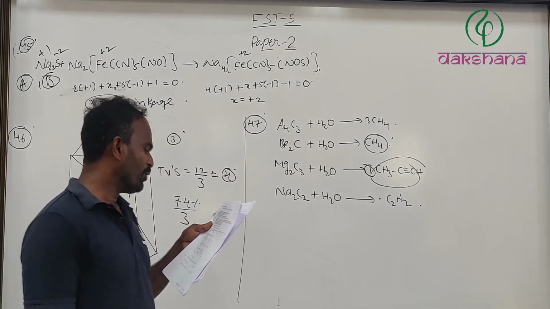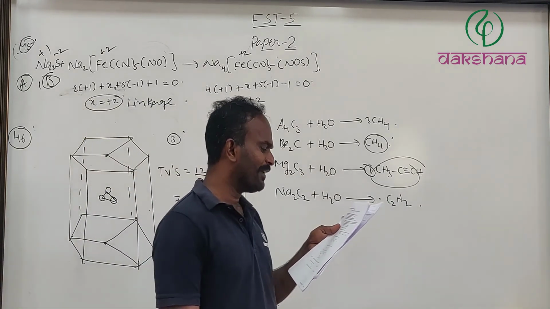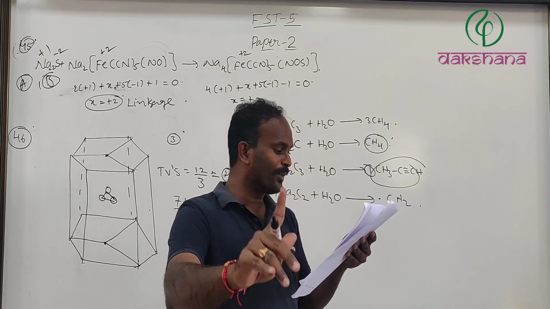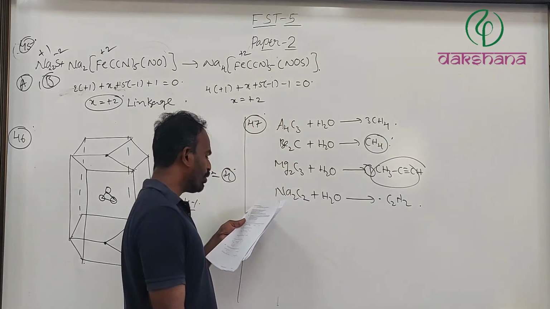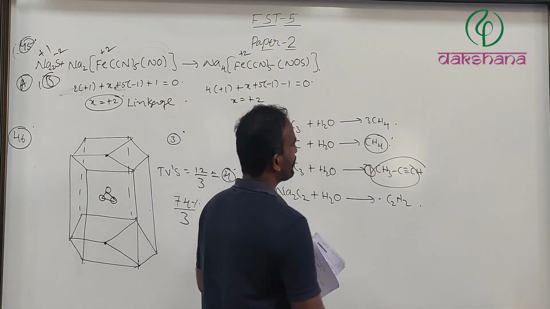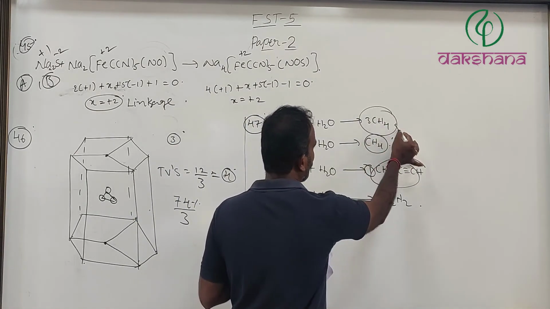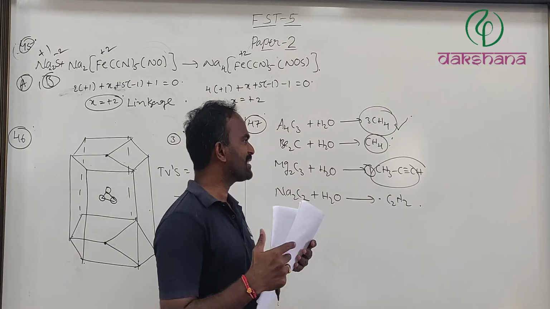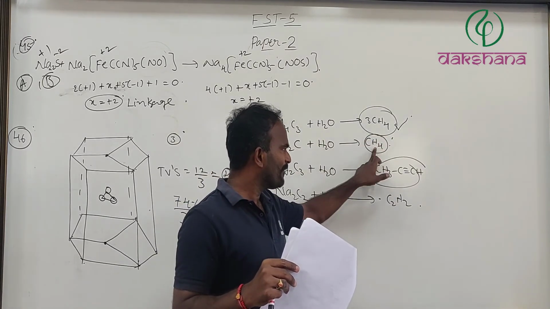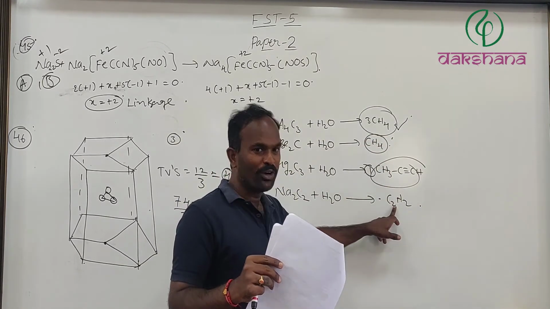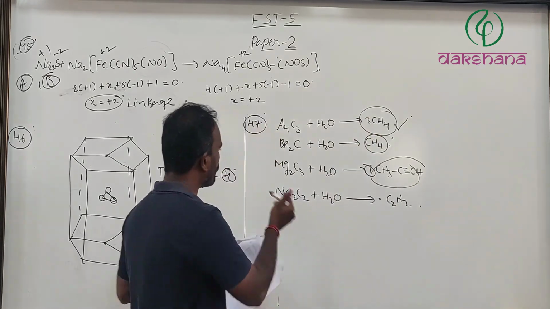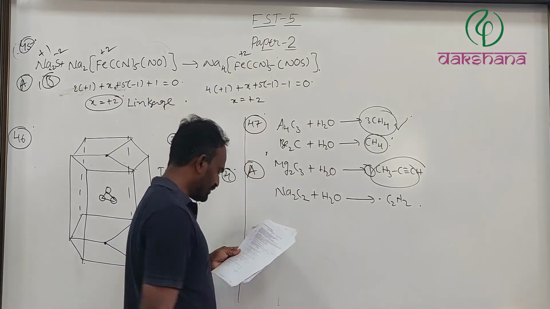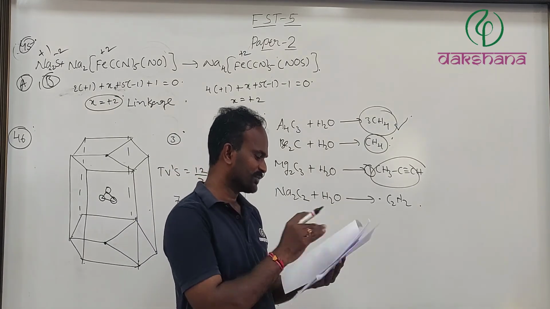Given 1 mole of the following carbides, which will give more than 1 mole of hydrocarbon on hydrolysis, assuming 100% yield? This one alone gives more than 1 mole of hydrocarbon. The others give only 1 mole of hydrocarbon each. Therefore, option A is the answer for 47.